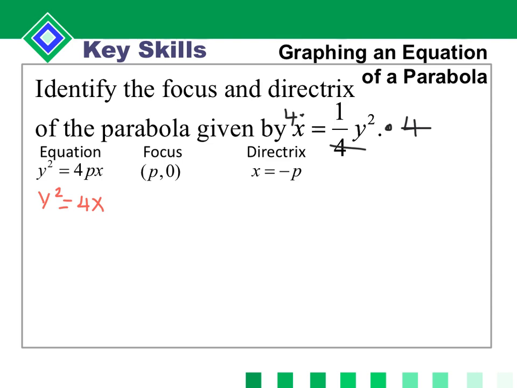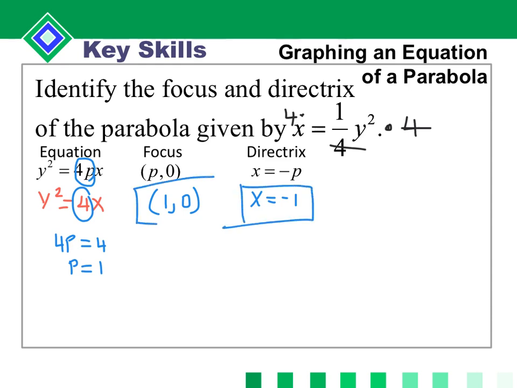Now the next thing I'm going to do is take that 4p and equate it to 4. So 4p equals 4, which means p equals 1. What does that mean? The focus is (1, 0). The directrix is given by x equals negative p, so x equals negative 1. That's the information I was asked to find. And just remember the equation I have here is y squared equals 4x.